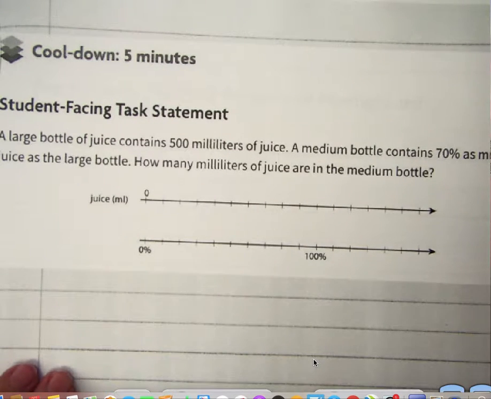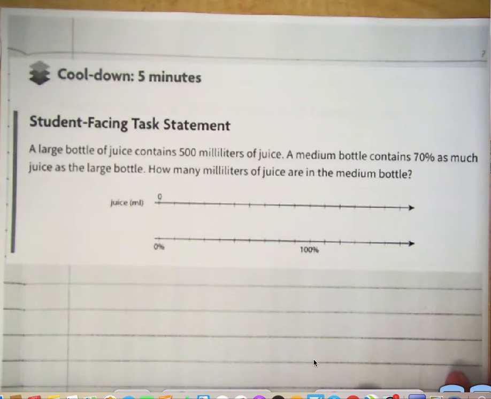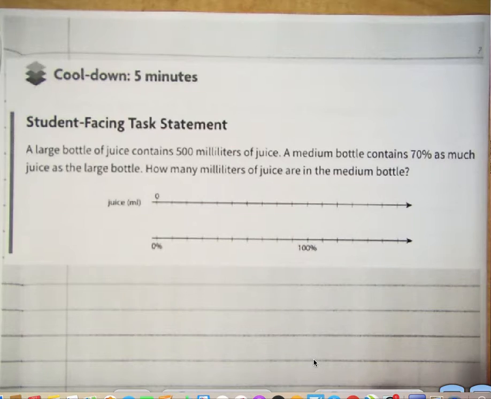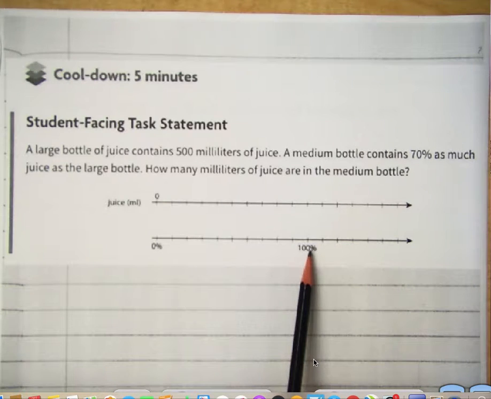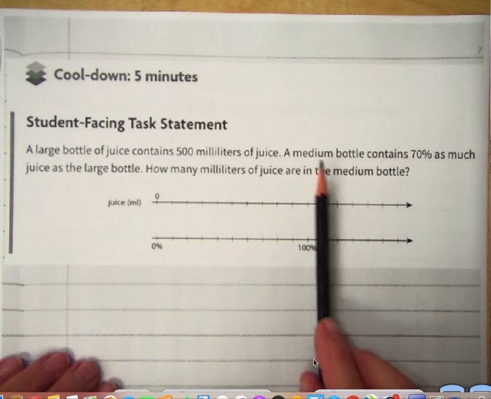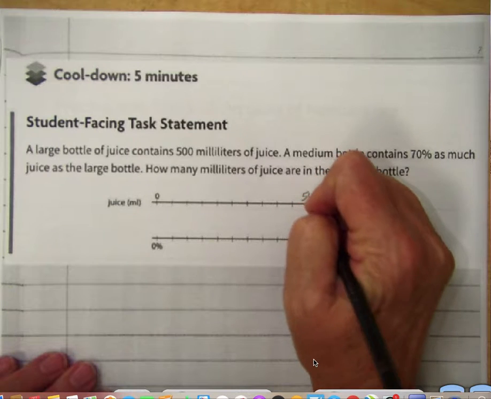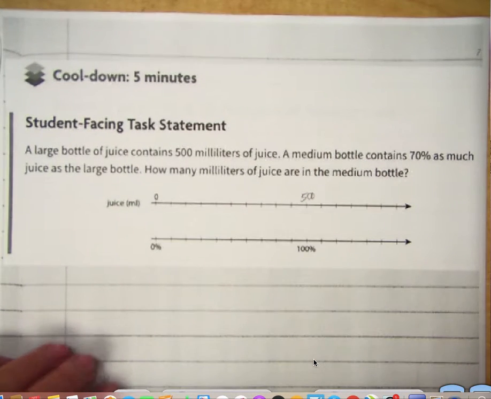Okay, so let's go to the cool down. And we're going to go over this together just because I think we need a little bit more practice. A large bottle of juice contains 500 milliliters of juice. So where's that 500 going to go? Well, that large bottle is 100% of the juice. So we're going to put that 500 right here above the 100%.